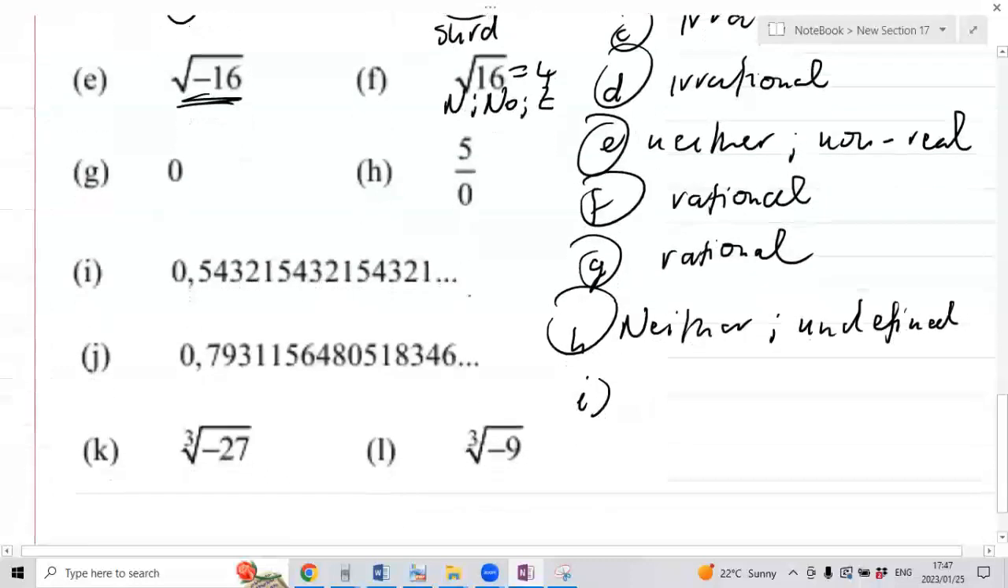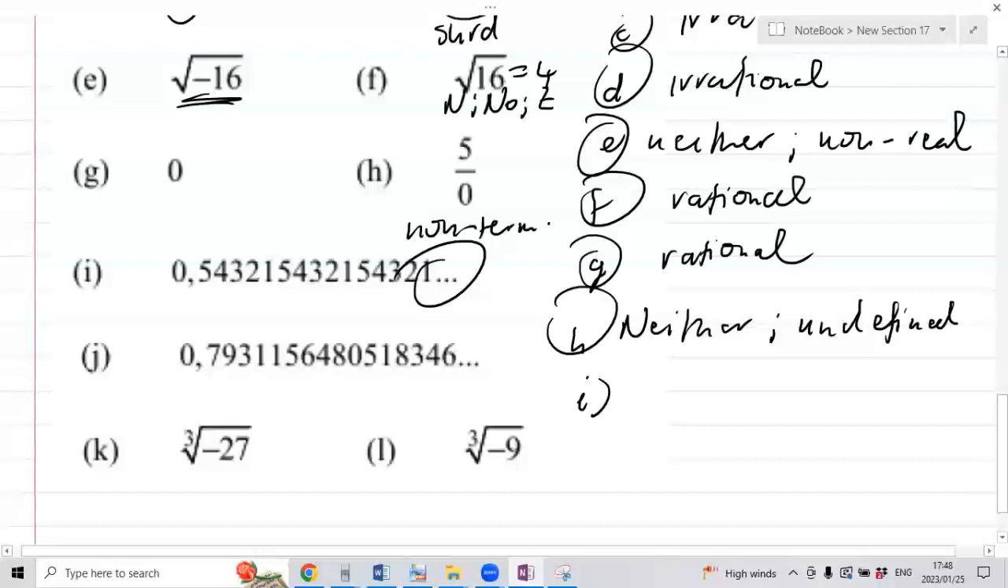Now you can see here after the decimal, this dot, dot, dot, that means it's non-terminating. That means it continues. So if it's a non-terminating decimal, that one there is simply irrational. J, once again, that's a non-terminating decimal, so that's going to be irrational.